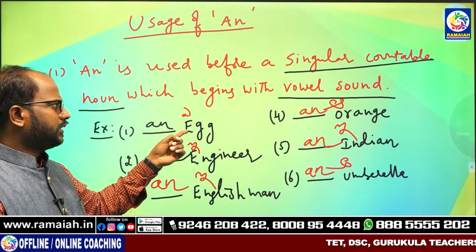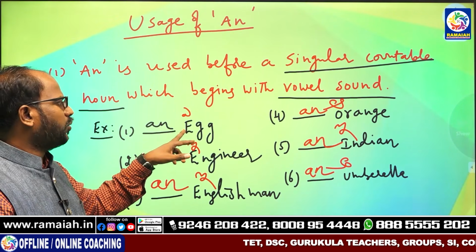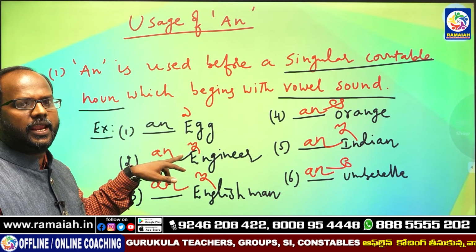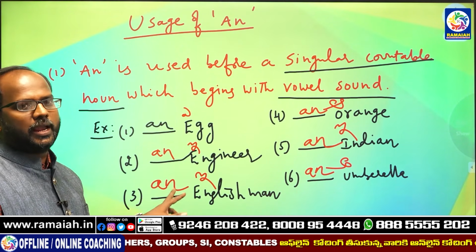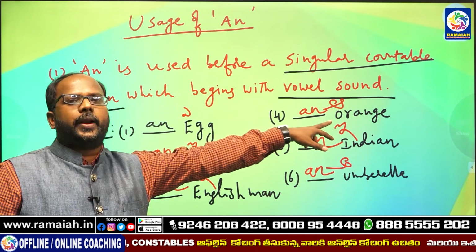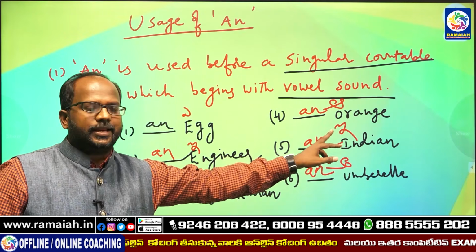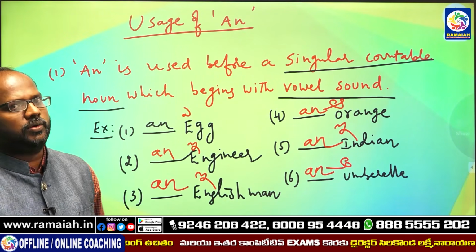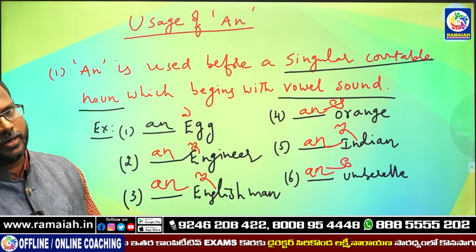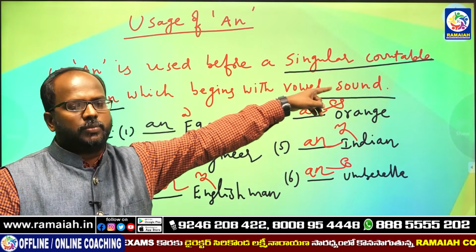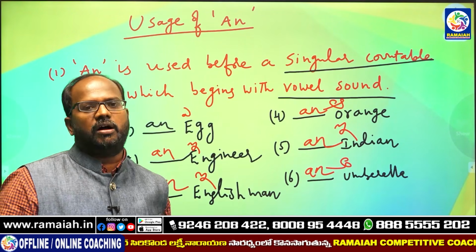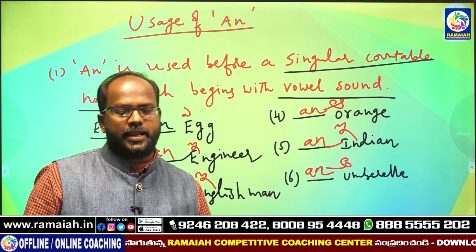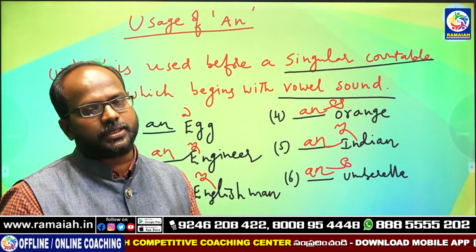Don't look at the letter. See the sound. Egg, an egg. Engineer, E, vowel sound. Englishman, E sound. Orange, O sound. Indian, I sound. Umbrella, U sound. Look at the sound. Don't look at the word. Any singular countable noun, if it begins with the vowel sound, then article an is used before it.